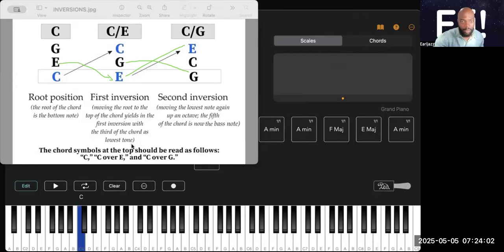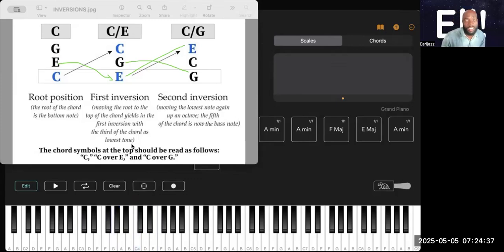This is C, E, and G. These are the three notes that make your C major triad. If you move this one to the top, we get our first inversion. If we move this one to the top, we get our second inversion. So as you can see, root position, first inversion, second inversion. And the same rule applies to every other chord.